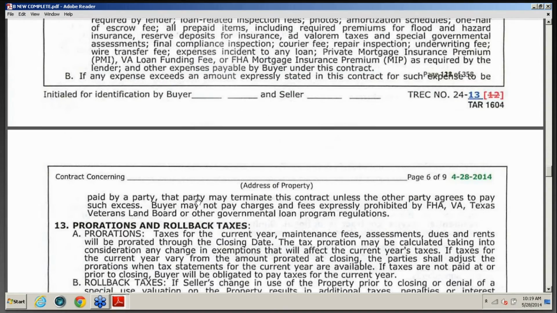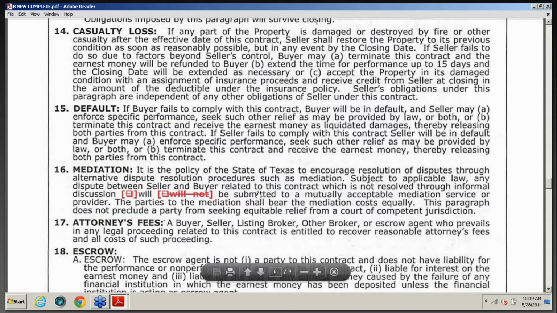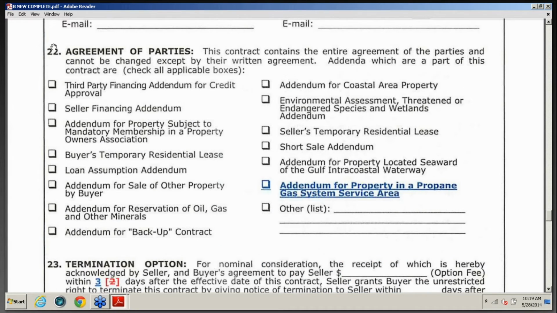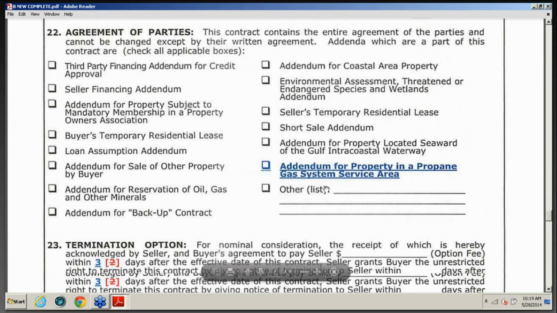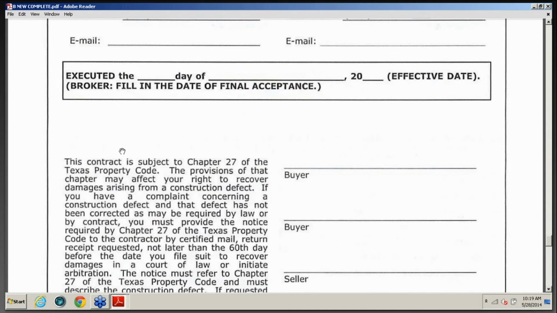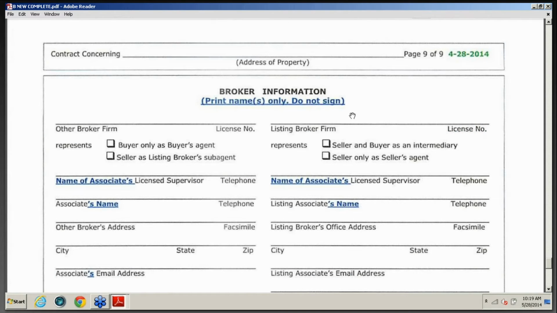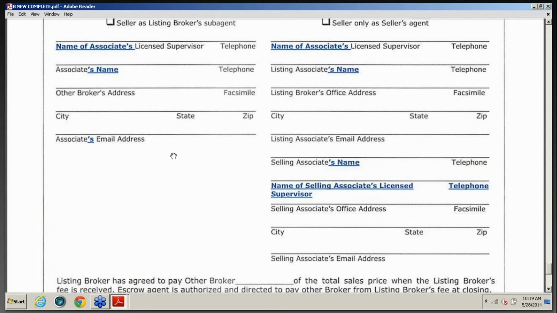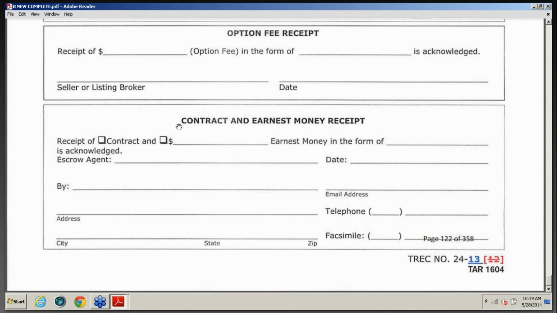Then the only other change, of course, was the mediation. They dropped, you will mediate no matter what. And over here, paragraph 22 notices you've got the addendum for propane, and yay, the 3-day option. And then again, the last page, the same. You have print names, don't sign, and then you have the supervisor, the associate's name, supervisor. So any questions about that one? All right.